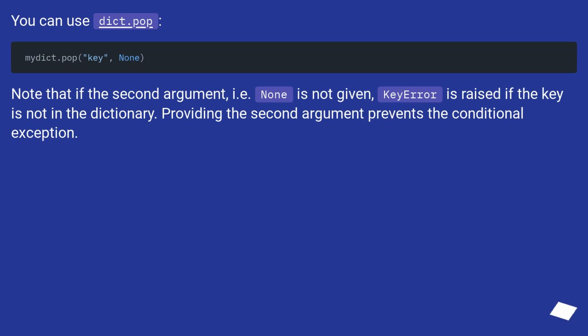You can use dict.pop. Note that if the second argument, i.e. None, is not given, a KeyError is raised if the key is not in the dictionary. Providing the second argument prevents the exception.